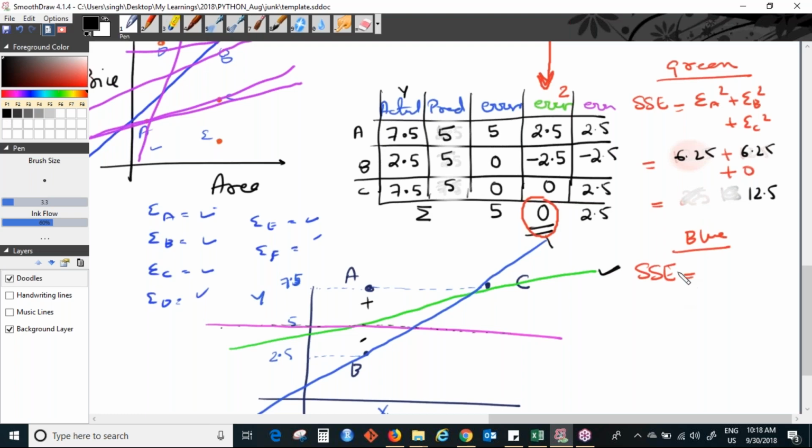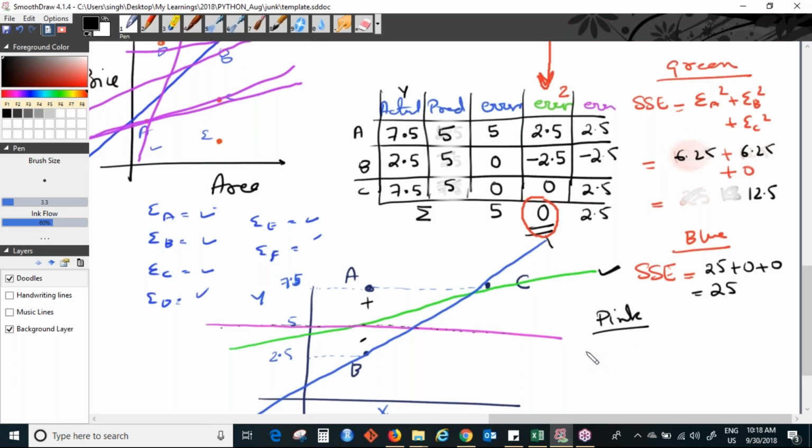Okay. Let's calculate for the blue line. For the blue line, what do we have? So EA square is 25, EB square is 0, EC square is 0. So the total error that we are getting is 25. Okay. Similarly, let us calculate for the pink line.